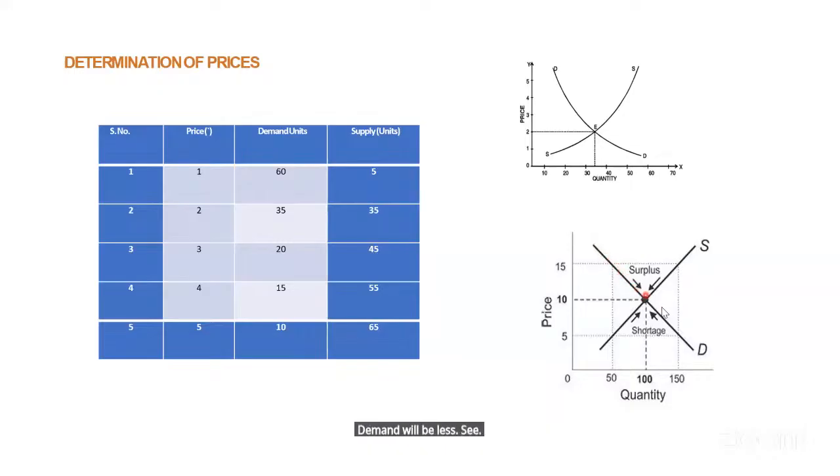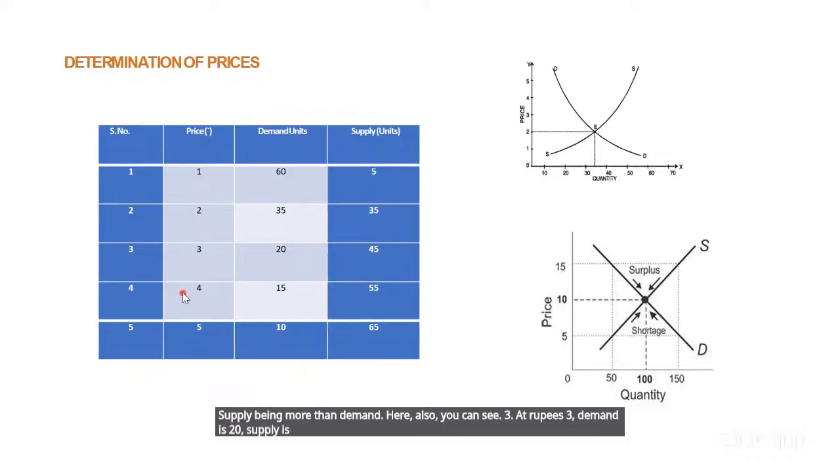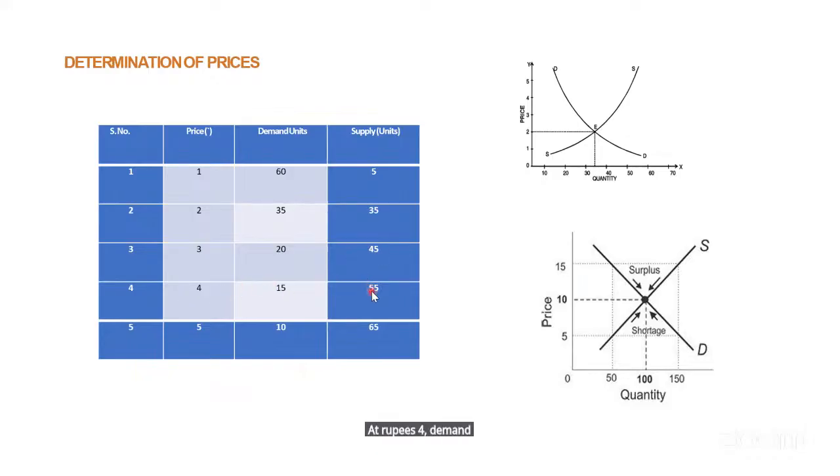See, this is the demand line and this is the supply line. So demand is only till here. Supply is from here to here. Can you see? Supply is more than demand. Here also you can see, at rupees 3, demand is 20, supply is 45. At rupees 4, demand is 15, supply is 55. At rupees 5, demand is 10, supply is 65. So your supply is much higher compared to demand.